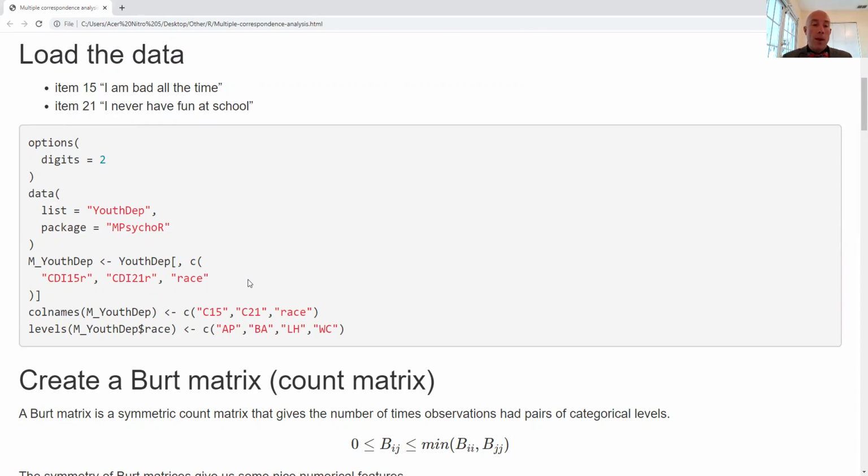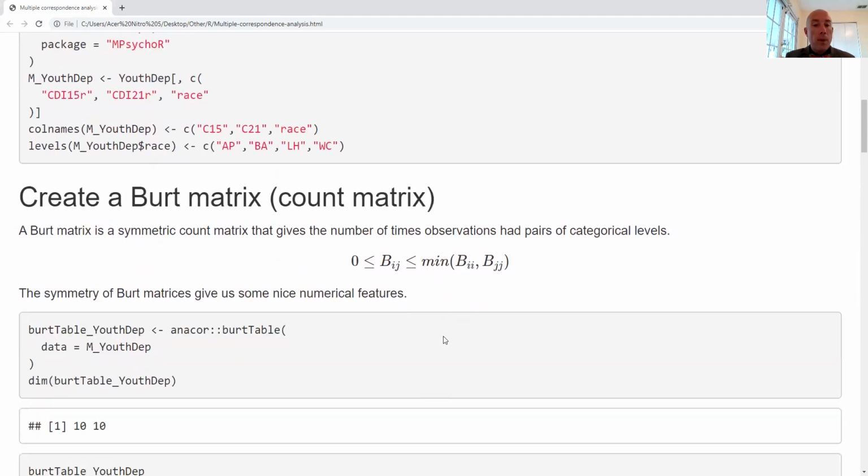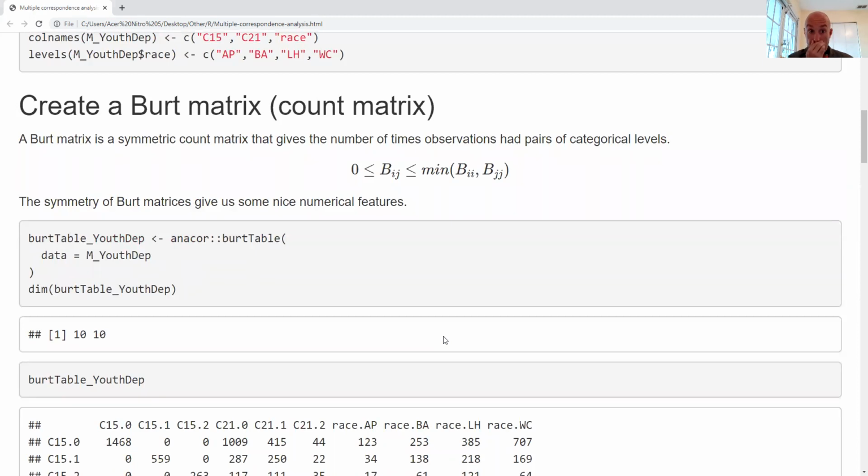Now, the output gets kind of big, and the column names make things kind of wide later on in the example. So I went ahead and reduced the column names to make it a little easier to interpret what's going on. I also truncated the race labels so that we have Asian Pacific, Black African American, Latino Hispanic, White Caucasian. Okay. So now the Burt matrix is a symmetric count matrix. It gives us the number of times that pairs of categorical levels appear in our data set.